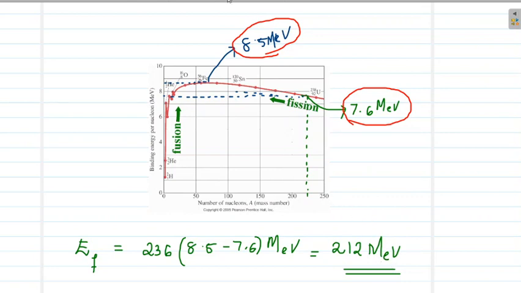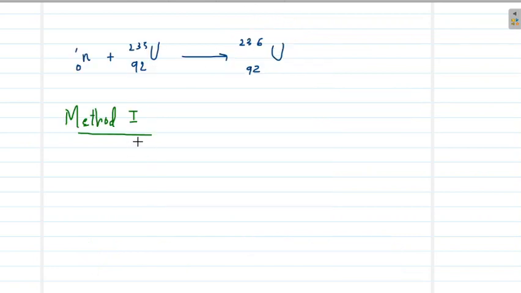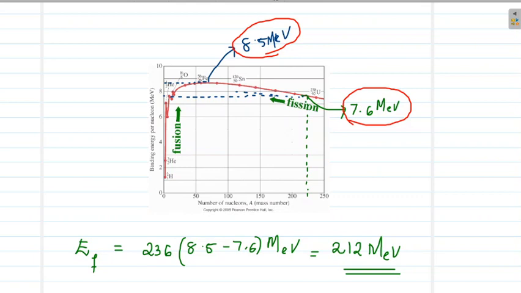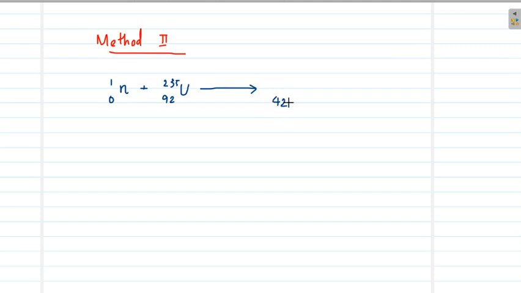So this is the first method of calculating the energy released in the fission process, based on the binding energy per nucleon. In the second method, we will use the concept of difference in mass, or mass defect, in the fission process in order to find the energy released. So in method 2, let us consider the fission of uranium as indicated in the following equation. When a neutron is added into a uranium, we will get fission fragments.